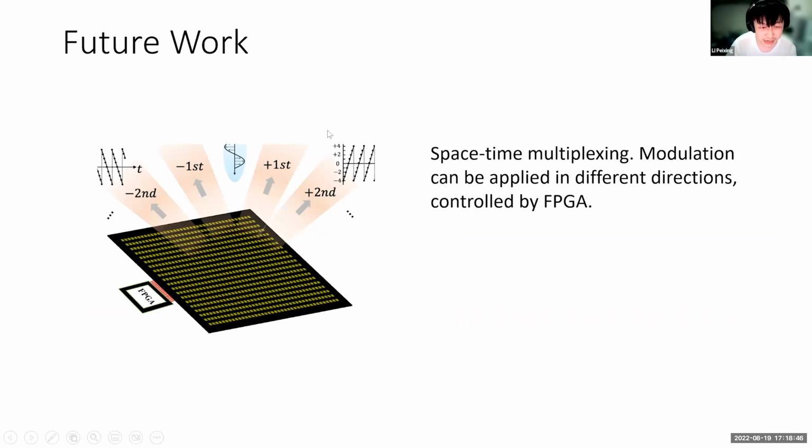So in the future, we aim to make the surface change the direction of reflection of the wave, such that we can reflect different harmonics or different OAM towards different directions, which can be called space-time modulation, space-time multiplexing. This is our next step, and we have a theoretical design here.